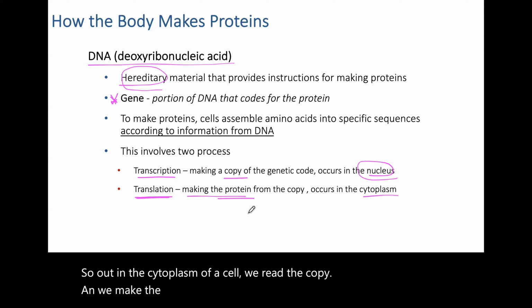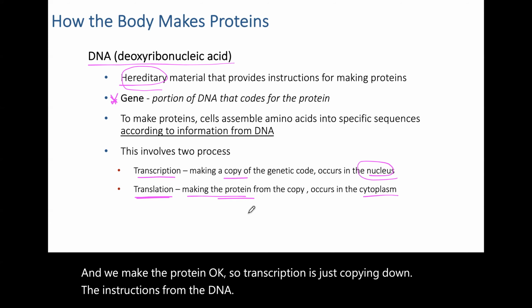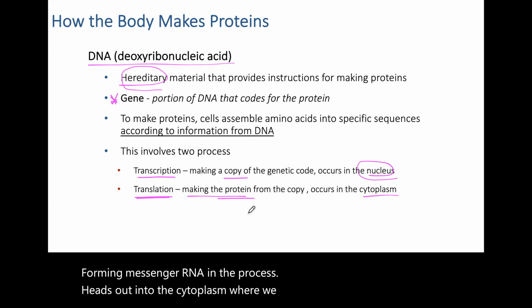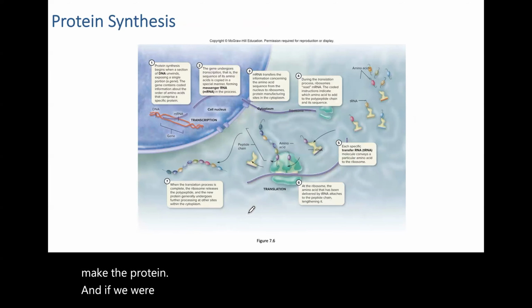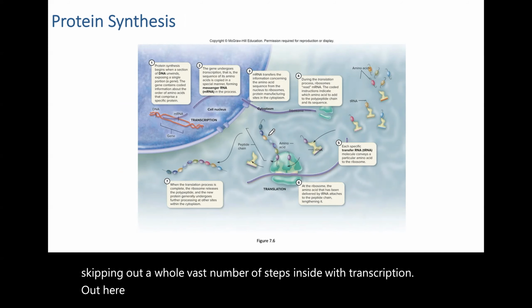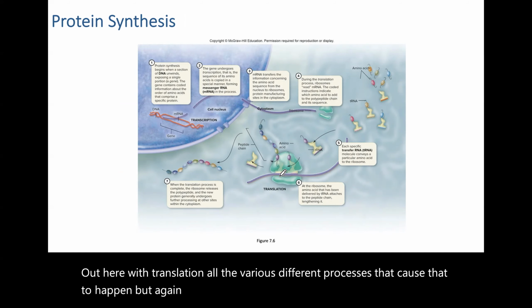Okay? So transcription is just copying down the instructions from the DNA, forming messenger RNA in the process, which heads out into the cytoplasm where we translate it, where we read it and make the protein. And if we were to look at this, this is what it looks like. All right. Of course, I'm skipping out a whole vast number of steps inside with transcription. Out here with translation, all the various different processes that cause that to happen. But again, that's gen bio. I'm not going to get into that.